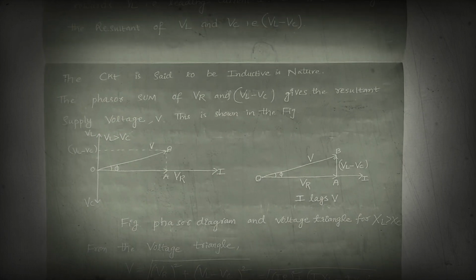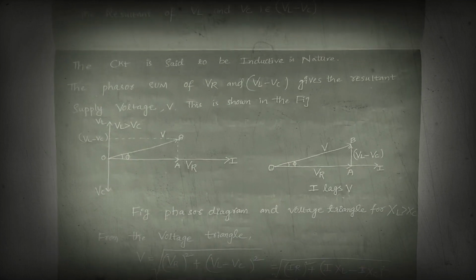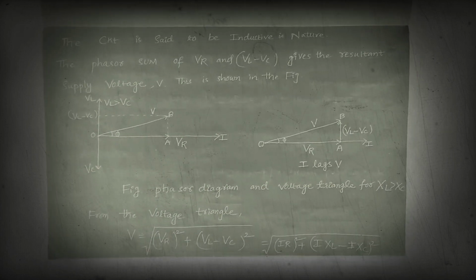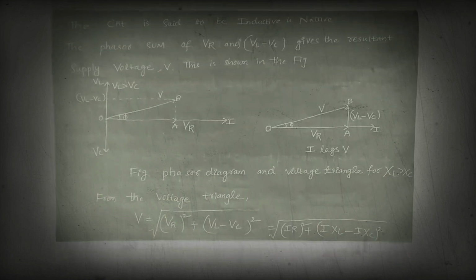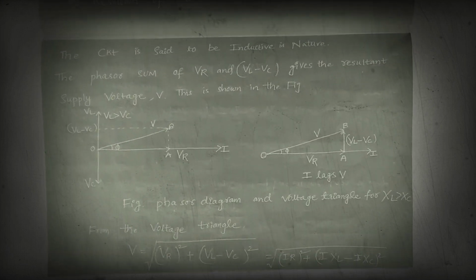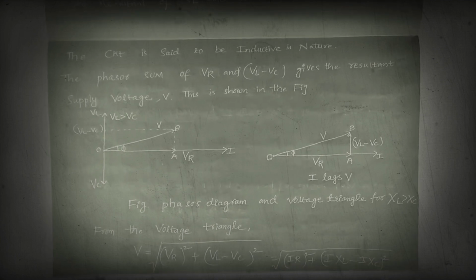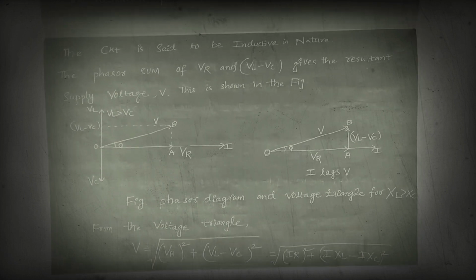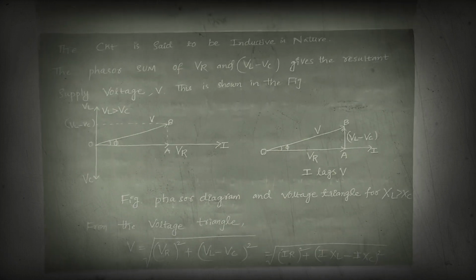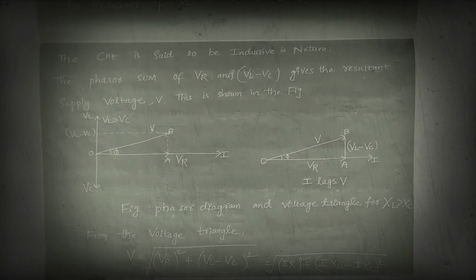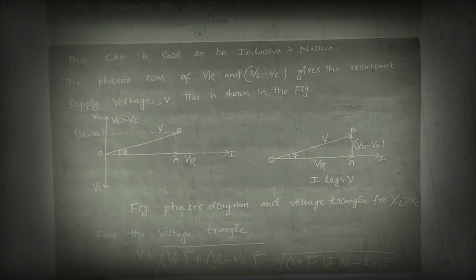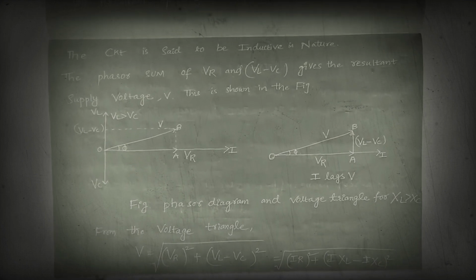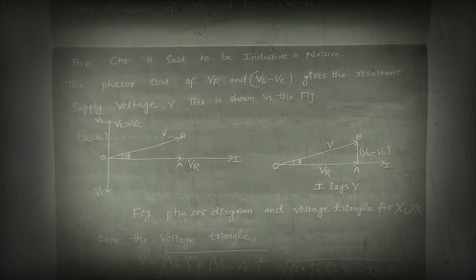The phasor sum of VR and VL minus VC gives the resultant supply voltage V. This is shown in the figure. As I said before, while drawing a phasor diagram, we should take current as reference, and for a pure resistive circuit in AC, VR is always in phase with I. This is for the condition XL greater than XC. So VL leads I, giving the resultant voltage VL minus VC, where VL is greater than VC.